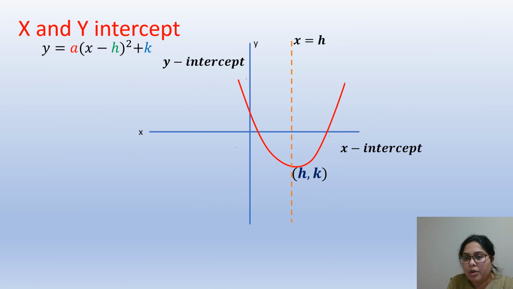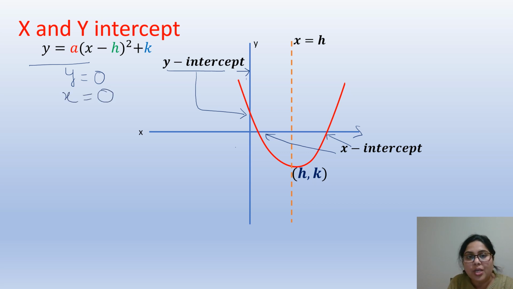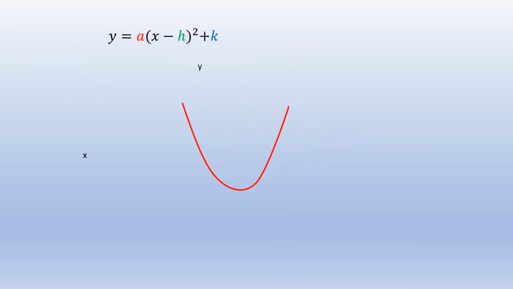The x-intercept is the point on the curve where it passes through the x-axis, as you can see from these two points, and the y-intercept is the point where it cuts the y-axis. Since the x-intercept lies on the x-axis, for the x-intercept we have to substitute y equals 0 in the standard equation, and since the y-intercept lies on the y-axis, to find the y-intercept we have to substitute x equals 0 in this standard equation.